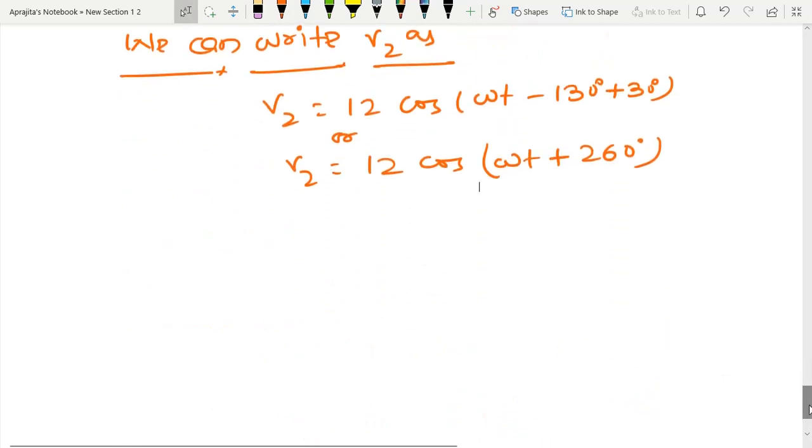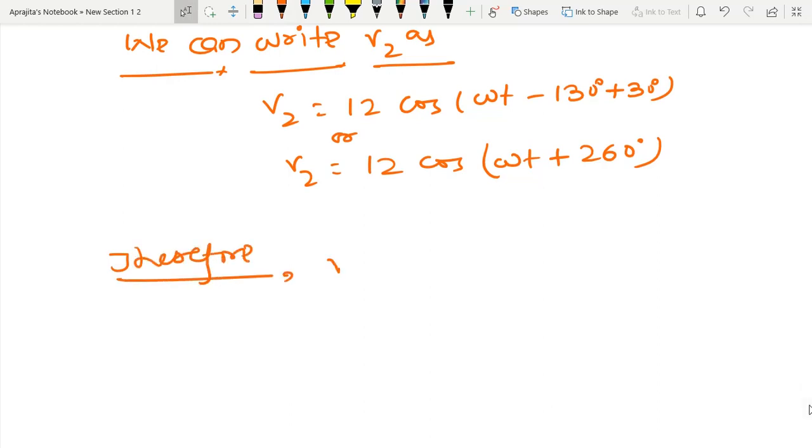Therefore I can conclude that V2 leads V1 by 30 degree, or I can write that V1 lags V2 by 30 degree. Both statements are the same. This kind of comparison is required for the further part of this course.